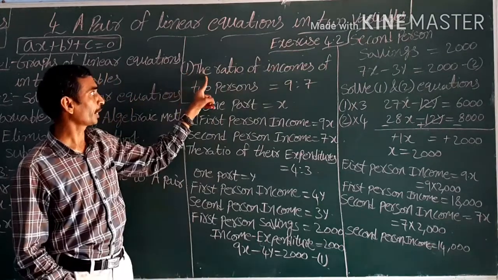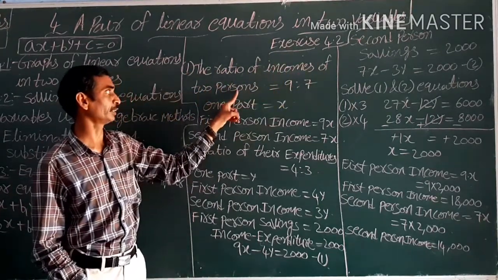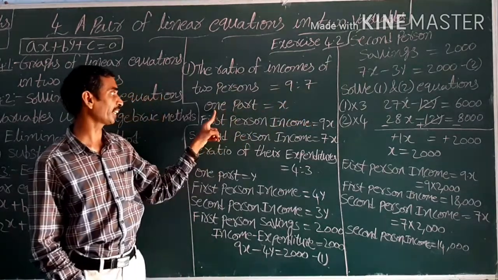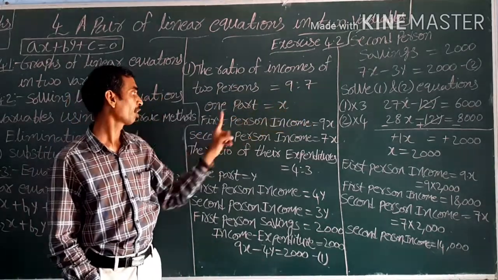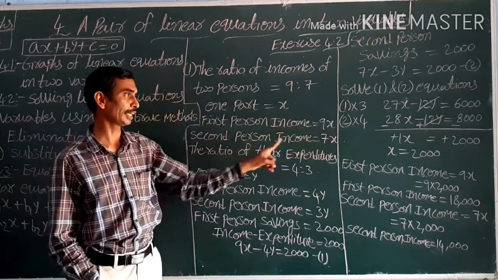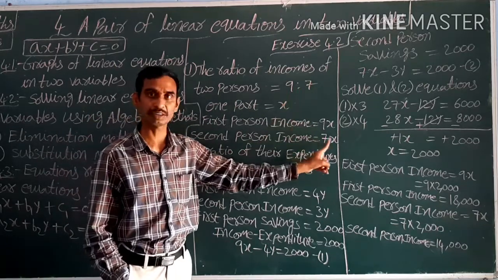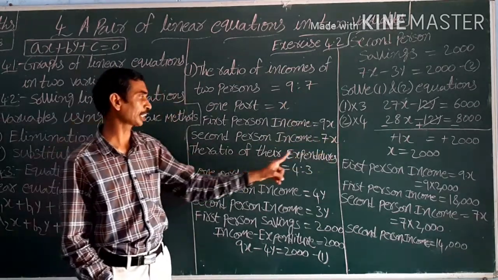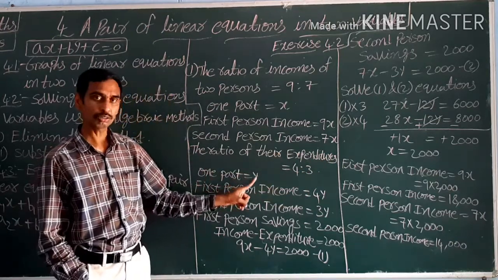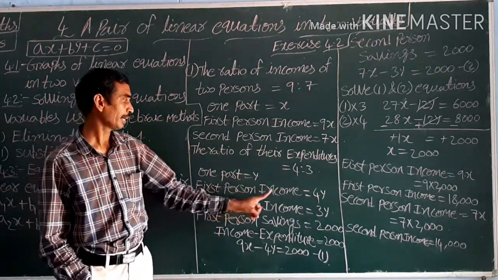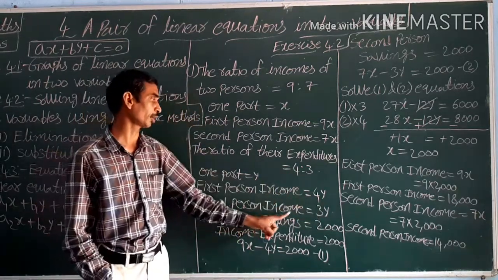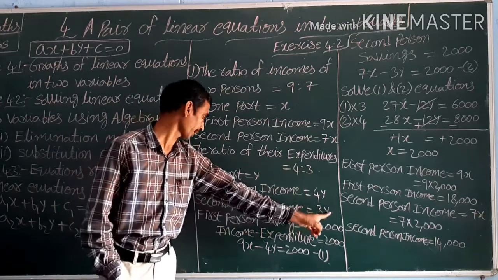Now first one, the ratio of incomes of two persons. Here two persons' ratio is 9:7. Here we are taking one part is equal to x. First person income is 9 into x, 9x. Second person income is 7 into x, 7x. The ratio of their expenditures is 4:3. Here one part is equal to y. First person expenditure is 4 into y, 4y. And second person expenditure is 3 into y, 3y.